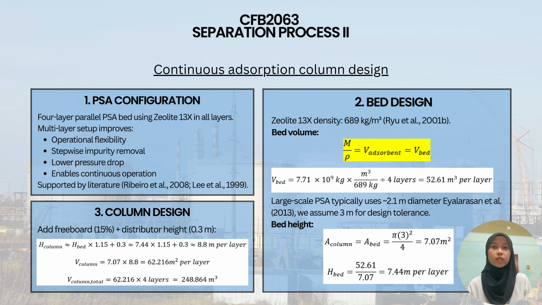Based on literature, we assume a 3 meter diameter, which is within the range of large-scale PSA systems. This gives us a cross-sectional area of about 7 square meters for both column and bed. Dividing the bed volume by this area gives a packed bed height of roughly 7.4 meters. For the column design, after adding space for freeboard and distributors, each column layer is around 8.8 meters tall. Overall, for 4 layers, the total volume is about 249 cubic meters.